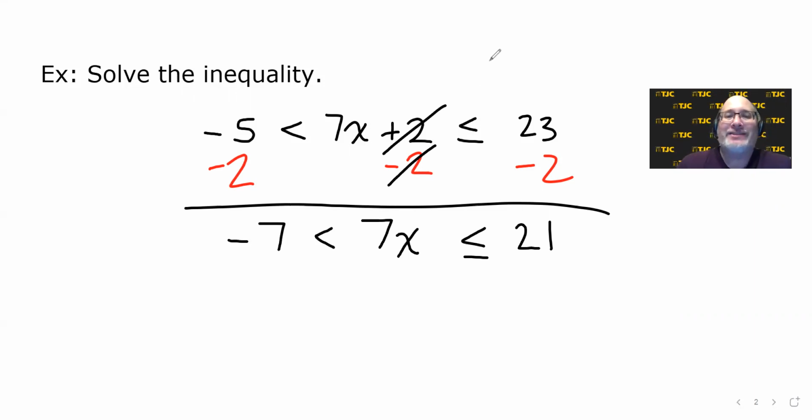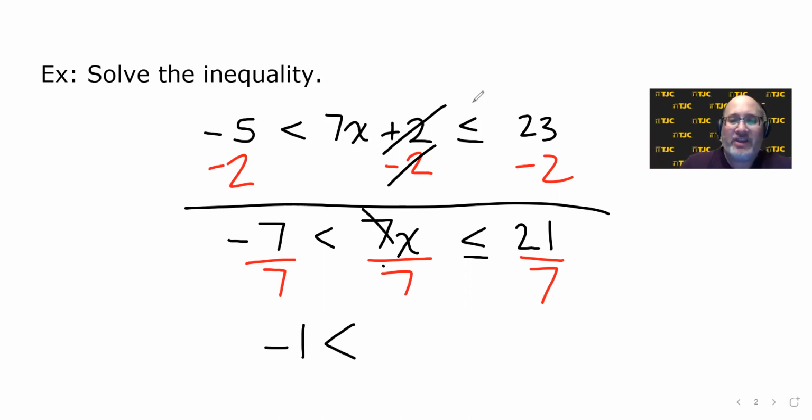Continuing to get the x by itself, our next move is to divide the middle by 7. But whatever we do in the middle, we have to do on both the left and on the right. As a result, on the left, we get -1. In the middle, the 7's cancel, leaving an x. And on the right, we get 21 over 7, which is 3. So our solution is -1 is less than x, which is less than or equal to 3.